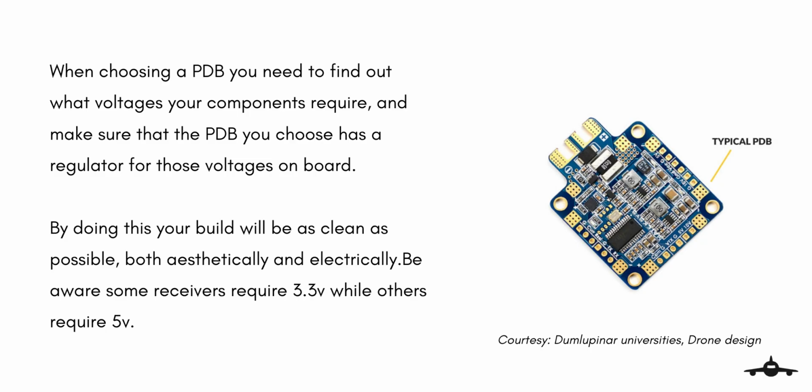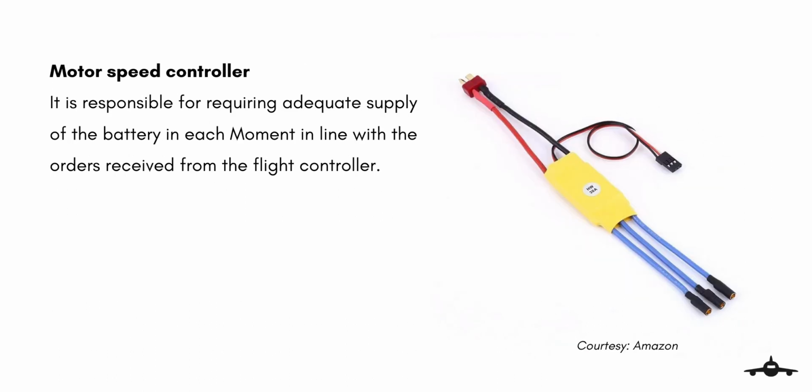The board, as its name indicates, is responsible for distributing the power but does not have any element to know how to do it. It is the drive associated with each motor that is responsible for requiring adequate supply from the battery at each moment in line with the orders received from the flight controller. If a motor has to rotate faster to perform whatever movement, the inverter connected to the distribution board will be in charge of letting the necessary power to the winding of the motor so that it turns at the desired speed.